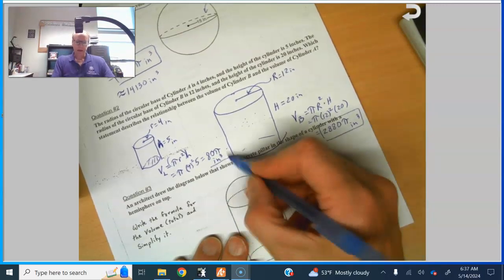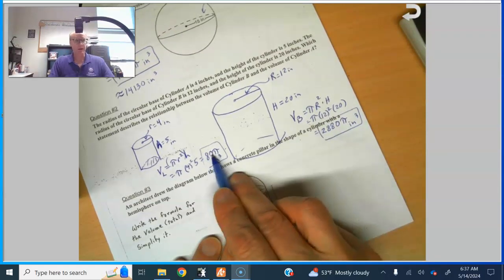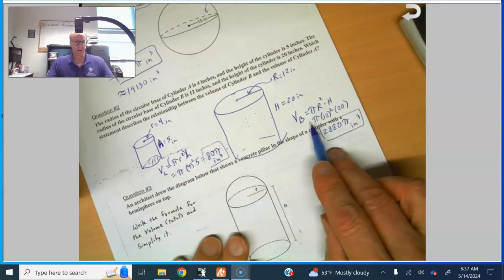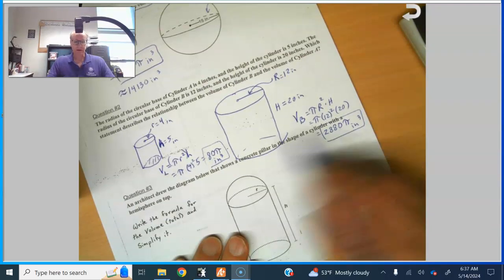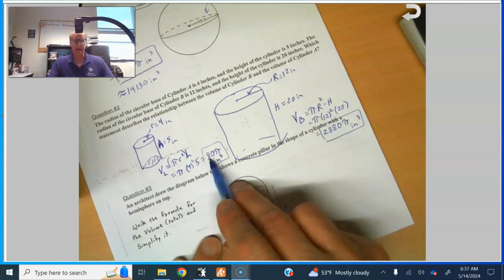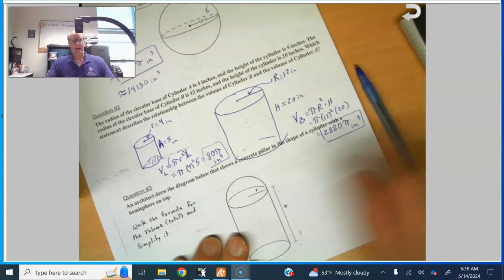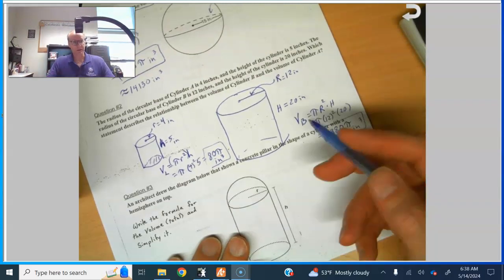Now, how are they related? In other words, how much bigger is this one than that one? And you could divide those to see. Now, when I divide these, I could put 2880 pi and divide by 80 pi in my calculator. The problem with doing that, and you're going to run into an issue.